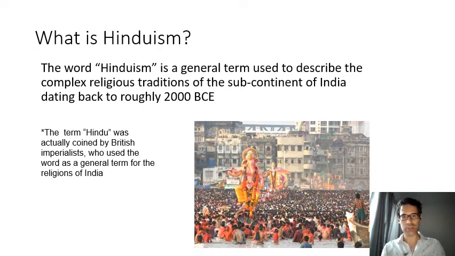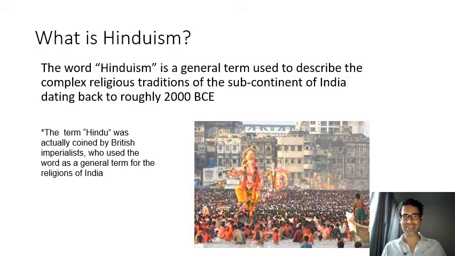So the word Hinduism is a general term used to describe the complex religious traditions of the subcontinent of India, dating back to roughly 2000 BCE. So Hinduism is a very, very ancient religious tradition. Now, one thing to be aware of is that the Hindu religion does not have a central church. It does not have a central text like the Bible, for example.